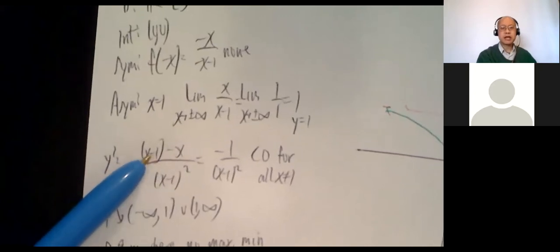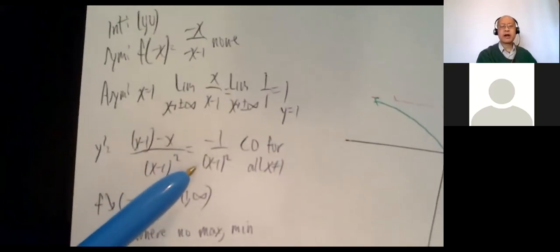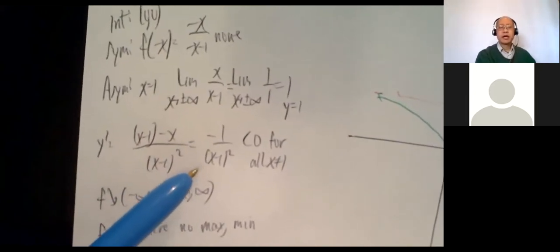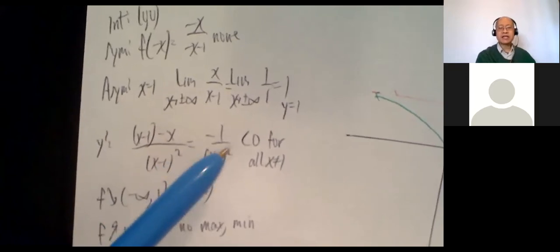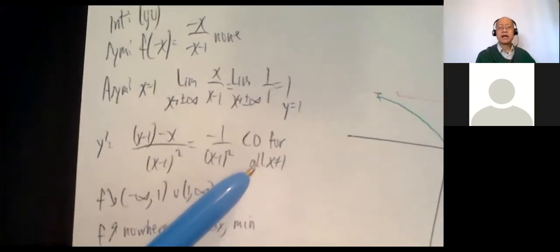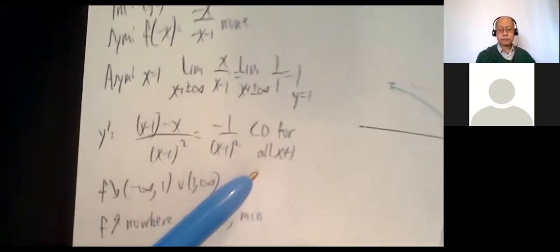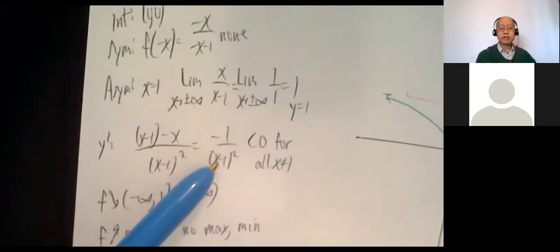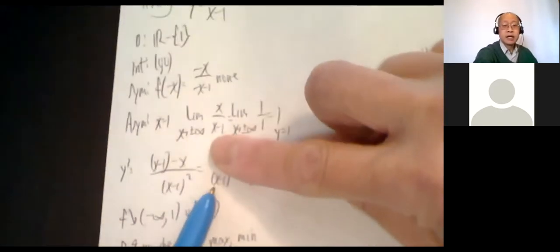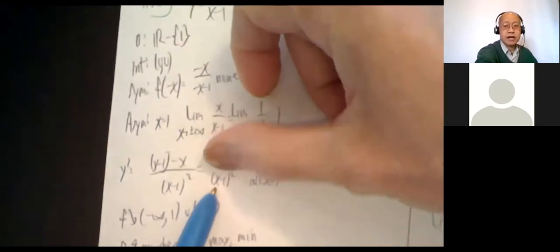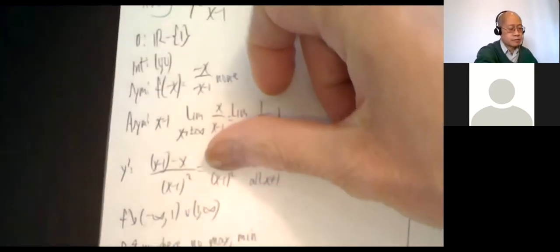X minus 1 minus x cancels out, leaving negative 1 over x minus 1 squared. I can automatically say that's less than 0 for all x not equal to 1. X equals 1 is already not allowed. If I plug in any number besides 1, this denominator is going to be positive, right? There's a square.